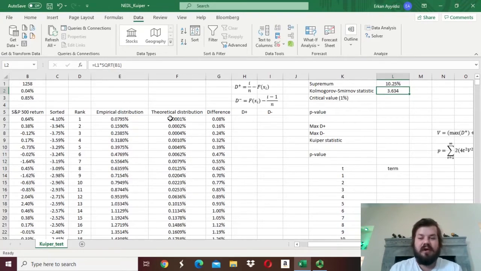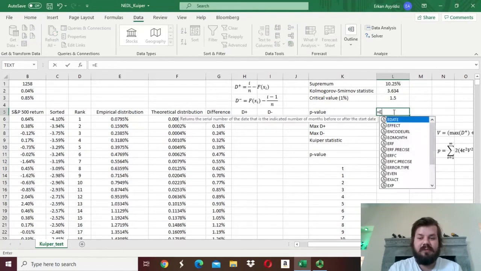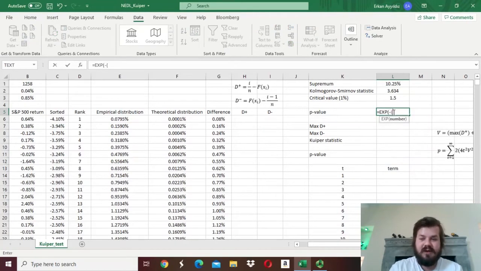And if we bear in mind that the critical value for 1% is around 1.5, we could reasonably suggest that the data does not really match the normal distribution, as the observed value of the statistic exceeds the critical value. Or alternatively, we could have calculated the p-value using the Kolmogorov-Smirnov formula, using the exponent of minus supremum squared times the number of observations.